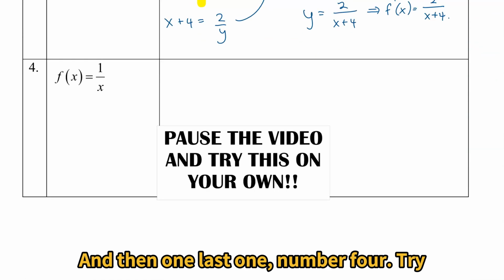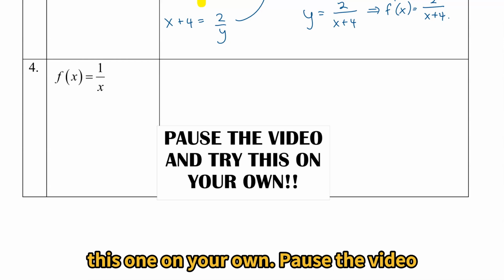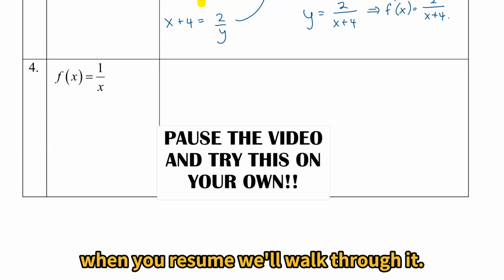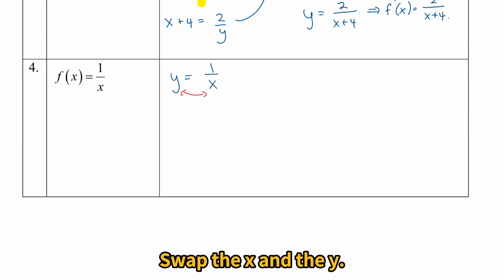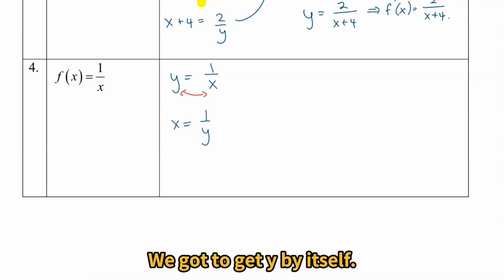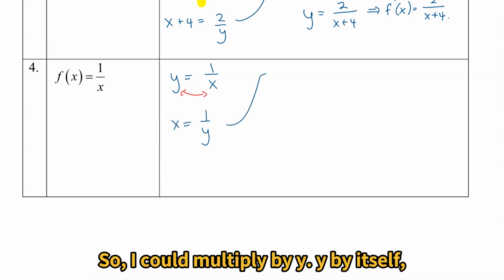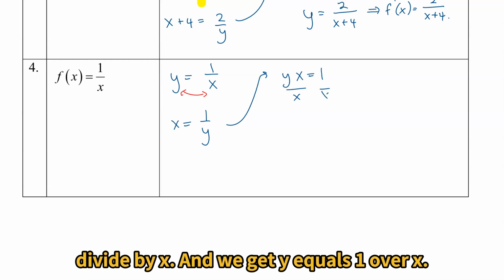And then one last one, number 4. Try this one on your own, pause that video, and when you resume, we'll walk through it. Change the function notation to a y, swap the x and the y. We've got to get y by itself, so I could multiply by y, then divide by x, and we get y equals 1 over x.